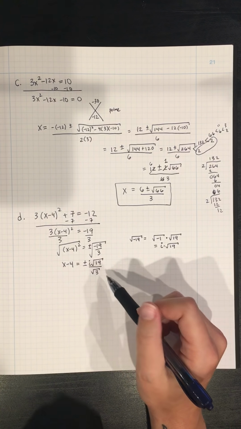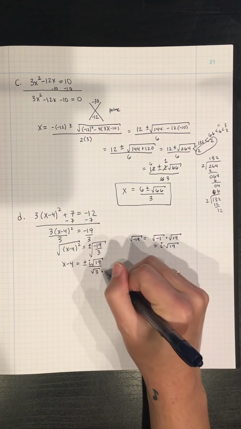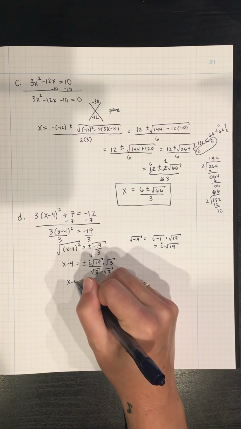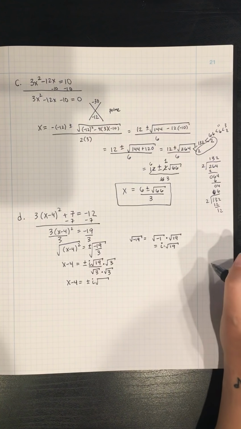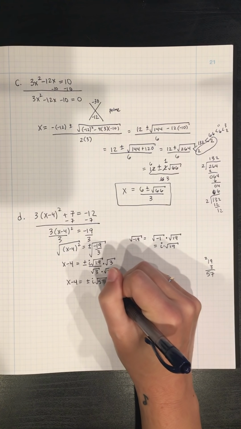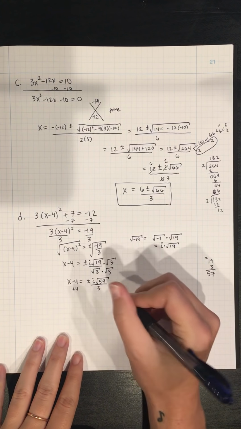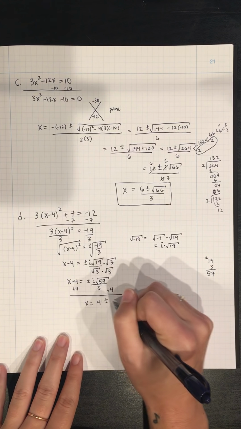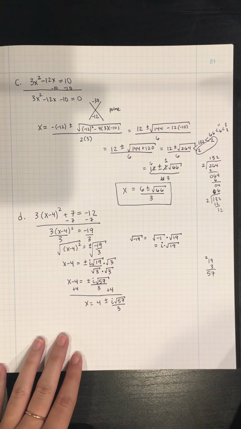Okay, and I cannot have a radical in my denominator. I need to rationalize my denominator, so I'm going to multiply top and bottom by root 3 to do that. So I get x minus 4 equals plus or minus i root, and then 19 times 3 is 57. So i root 57 over 3. And then I'm going to add 4 to both sides to isolate my x. So I'm getting x is 4 plus or minus i root 57 over 3.